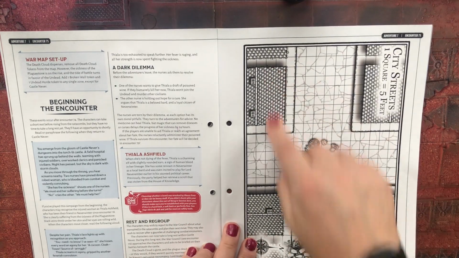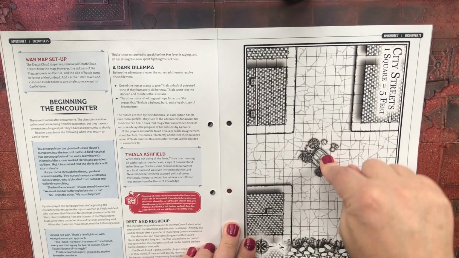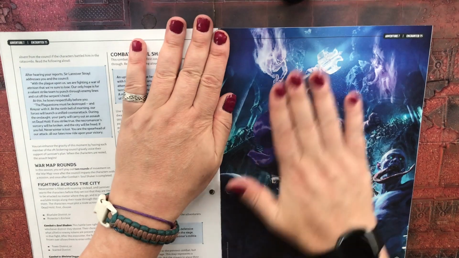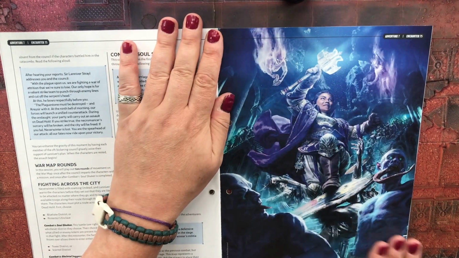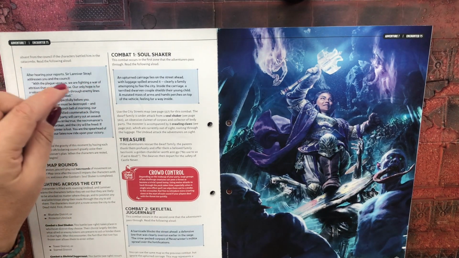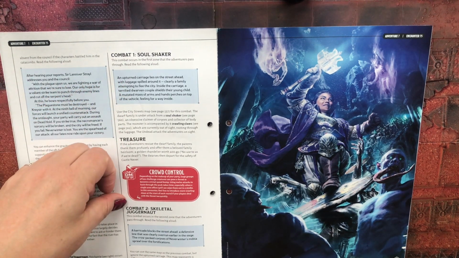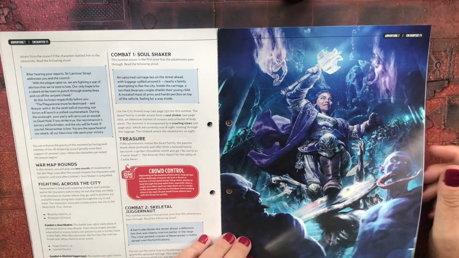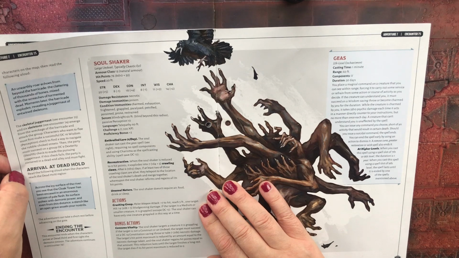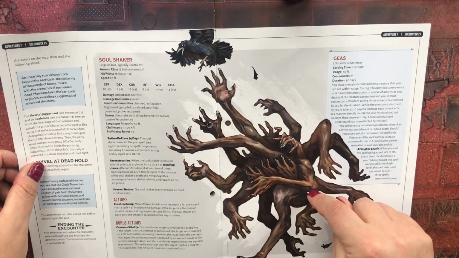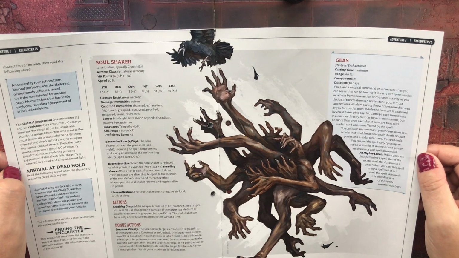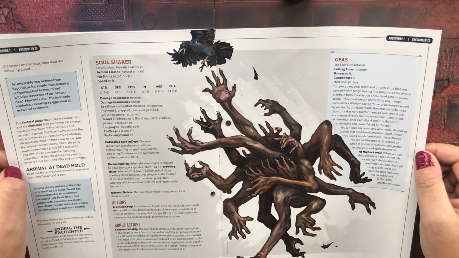So we have this map. It's just a crossroads. We've got a crashed coach and we have a barricade at one end. Wow, I like this. This is cool. This is lovely artwork here. It looks like you're going to have a couple of combats here. A Soul Shaker, skeletal Juggernaut. Soul Shaker. Wow, it's just arms and fingers. Fair enough. Large undead, typically chaotic evil.